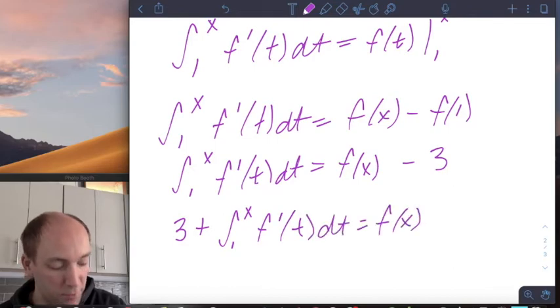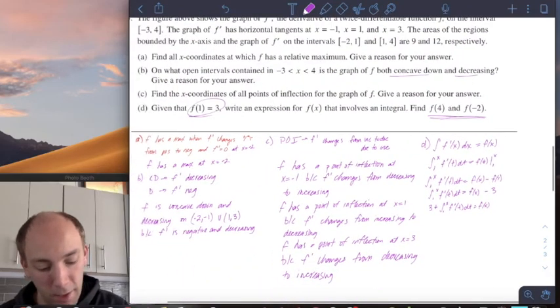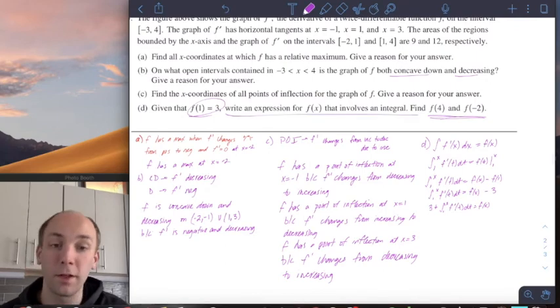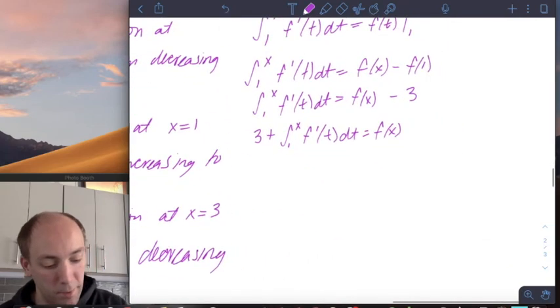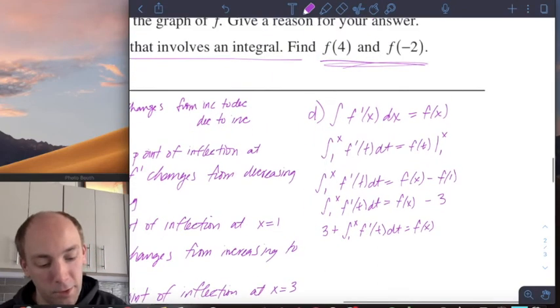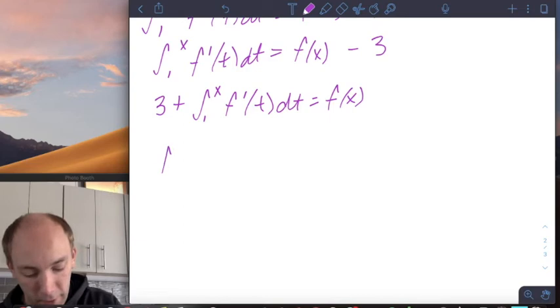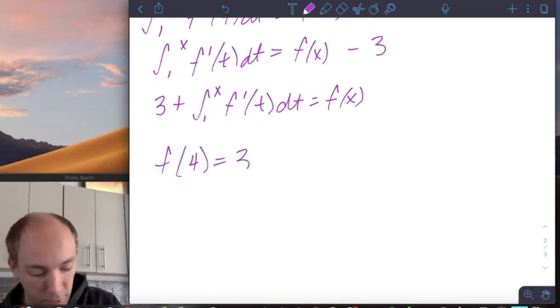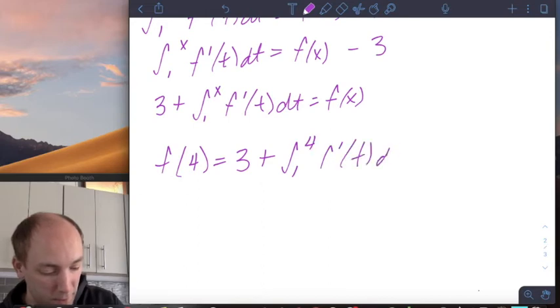So there's the first answer, right? And it says write an expression for f of x that involves an integral. So we did that. There's my expression for f of x involving the integral. And then it tells me to find f of 4. So f of 4 is equal to 3 plus the integral from 1 to 4 of f prime of t dt.